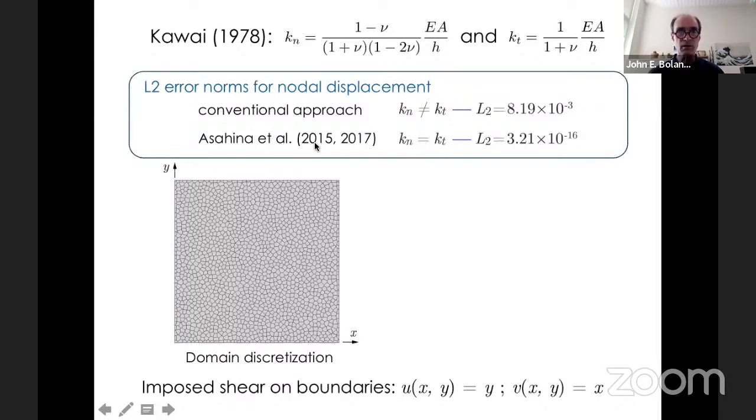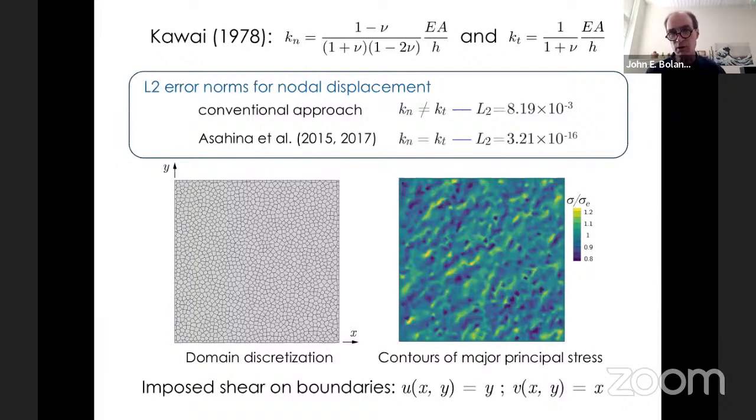Using this elastically homogeneous approach, there is no error. It matches theory to within machine precision. These numbers might be hard to interpret, so let's look at a picture. This is the type of noise from the conventional approach that you reproduce.